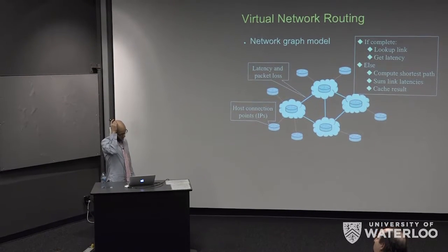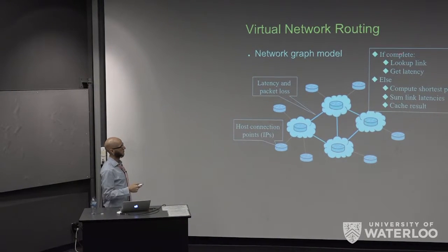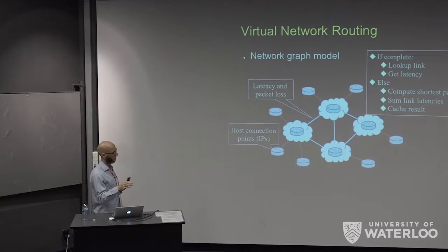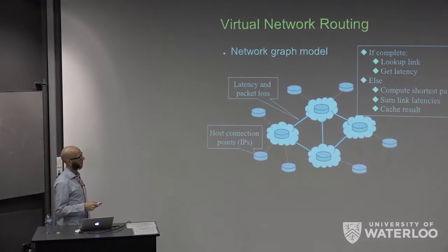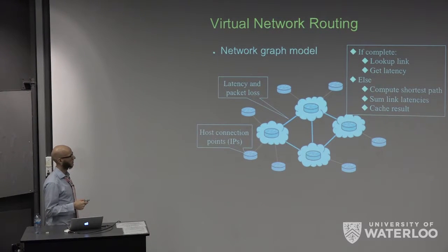In this graph model, there are two situations. If the graph is complete, meaning every host is connected to every other host with a single link, then the job is really easy. You look up the link and the latency between those two hosts, and you're done. If you have multiple routers in between two hosts, then Shadow will compute the shortest path between those two endpoints, sum all the latencies on the links that make up the path, and then cache the result so it doesn't have to do that for those two hosts again.